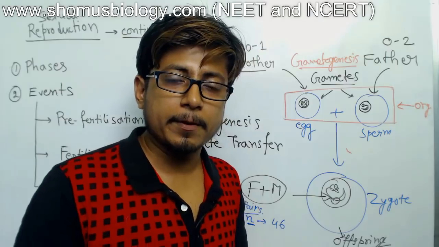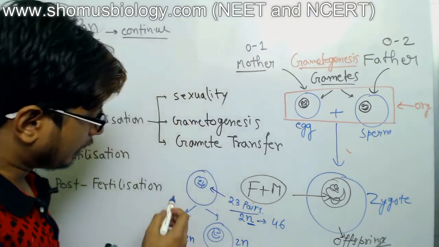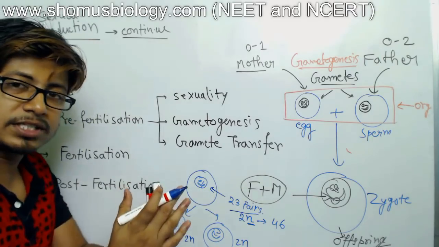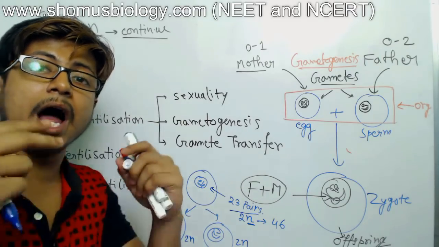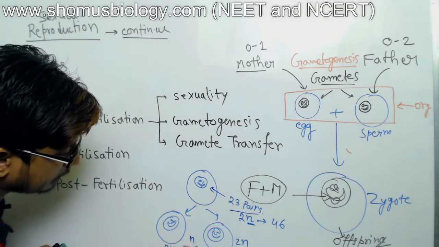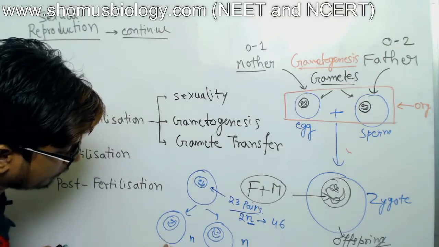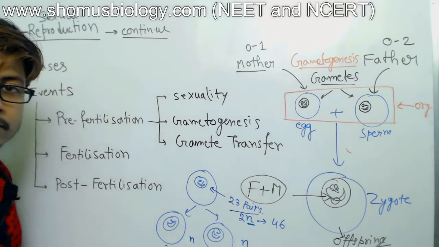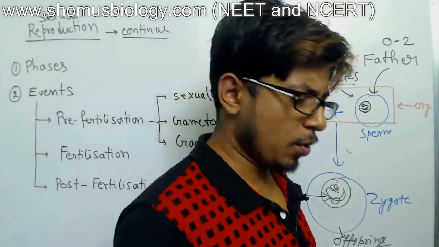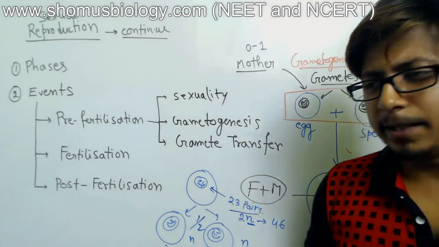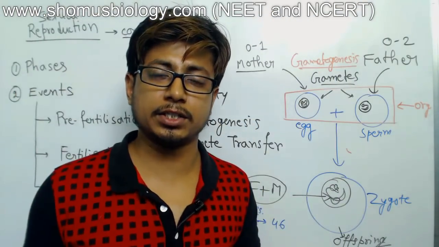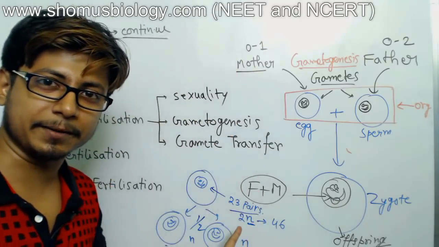Now what will happen in meiosis? The total number of chromosomes present in the parent cell is now separated, divided in half. So instead of having 2n, the daughter cells will receive n number of chromosomes, exactly reduced by half. What does that mean? Remember, I've been saying that sexual reproduction increases variations. How? This is the reason.